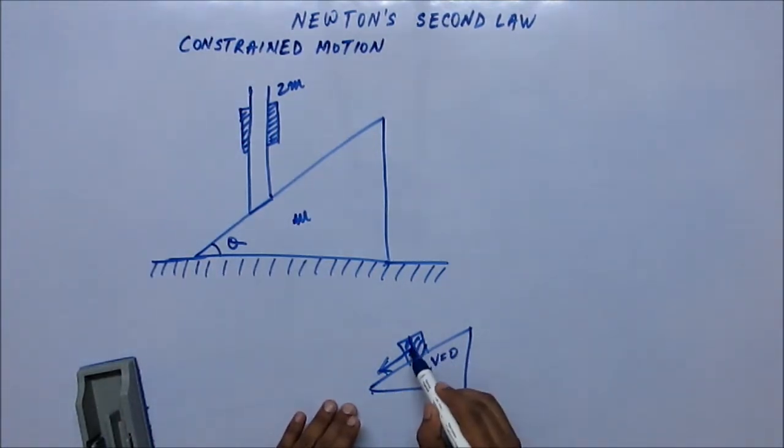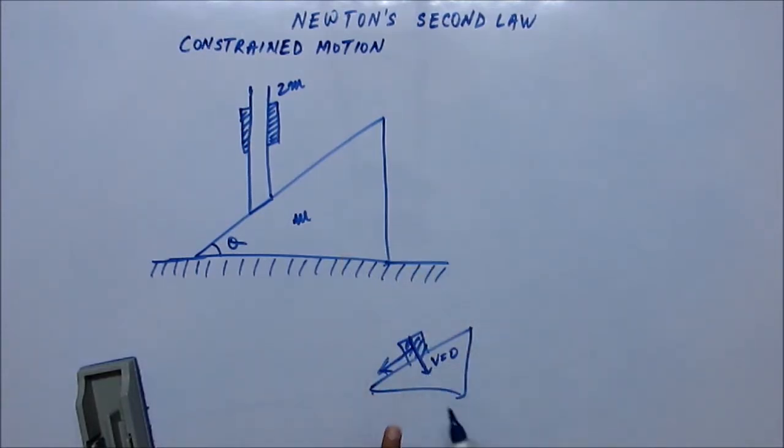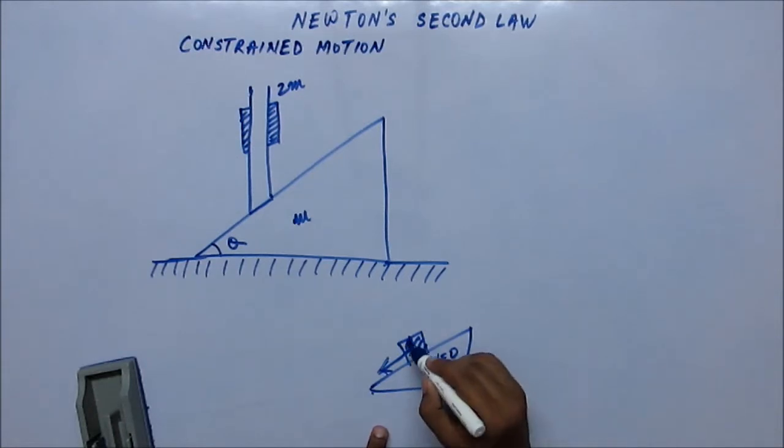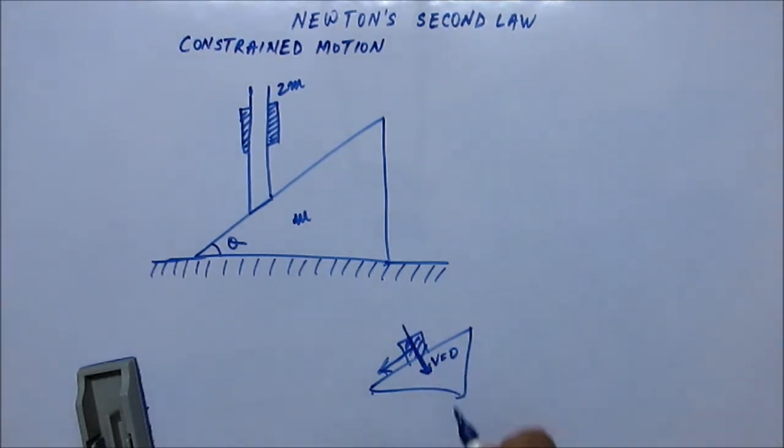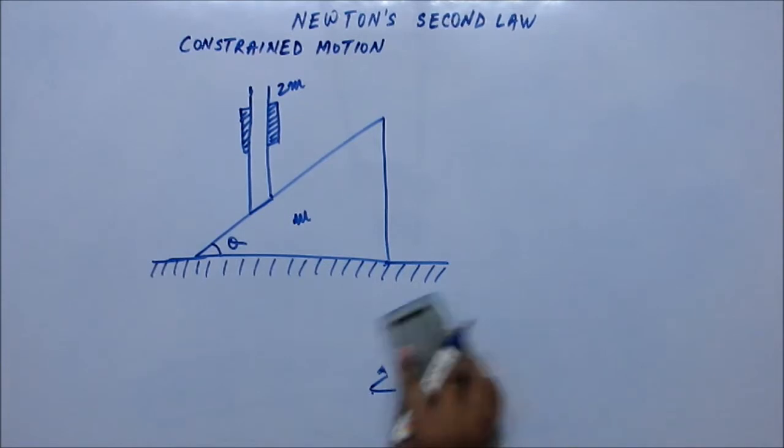The block will always move parallel to the plane. It cannot go perpendicular to the plane because the normal reaction will oppose it. Going perpendicular to the plane means it is causing a depression into the wedge. That is not possible if we are considering rigid bodies. So the block will always have velocity parallel to the plane, and the velocity component perpendicular to the plane is always going to remain 0. That is irrespective of whether this wedge is moving or not moving.